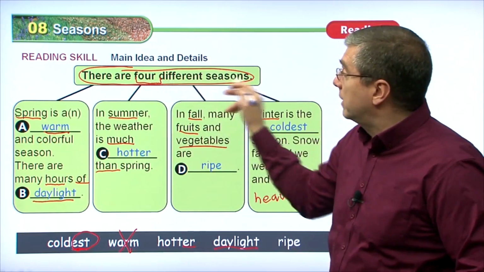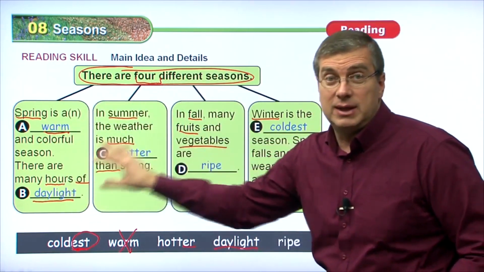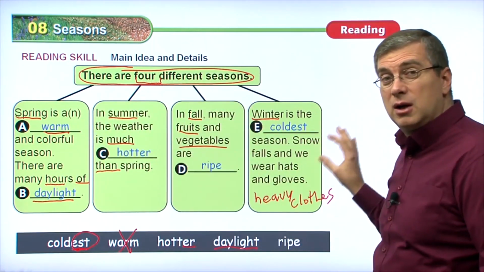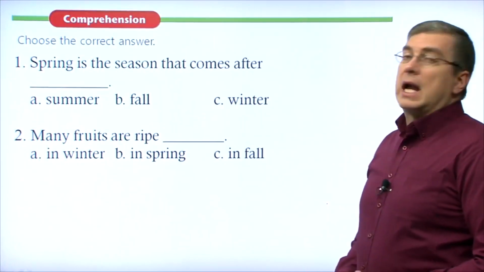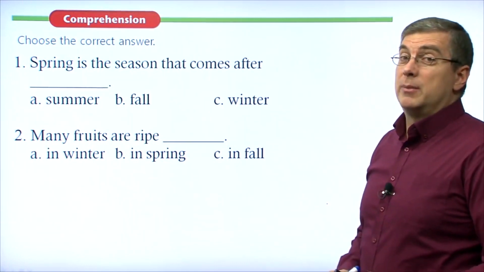Main idea: there are four different seasons. 1, 2, 3, 4. And we can fill in even more details about each major group of the four. Okay, let's move on. Let's take a look at the comprehension questions, reading comprehension. So how well do you remember the passage?